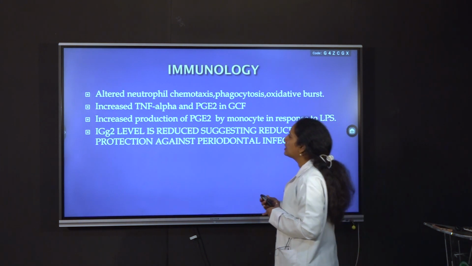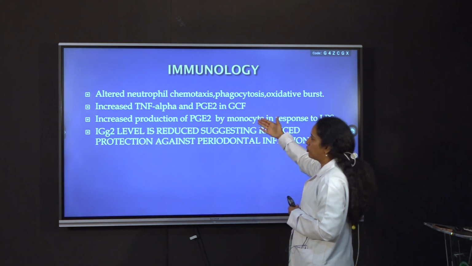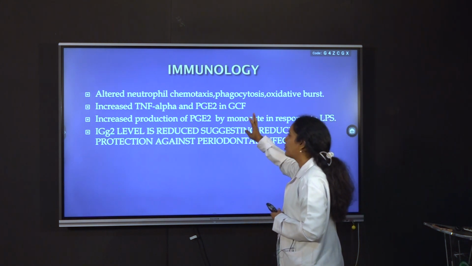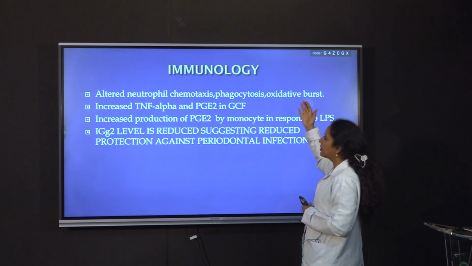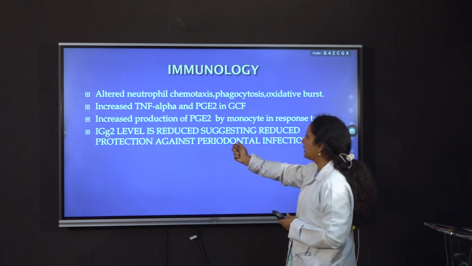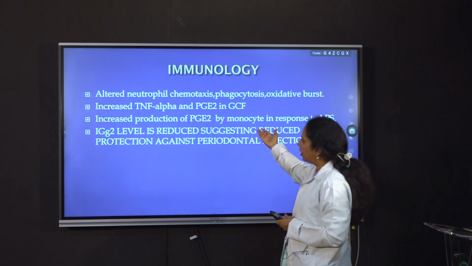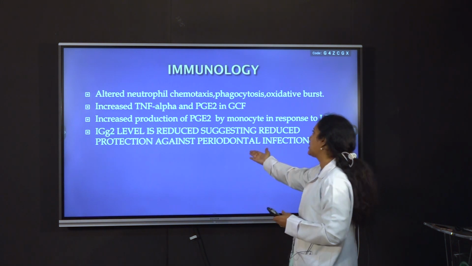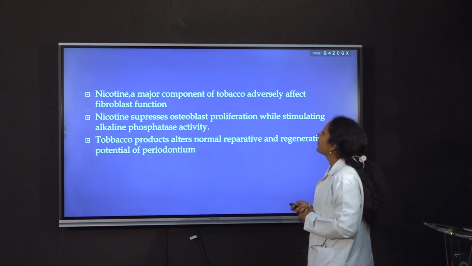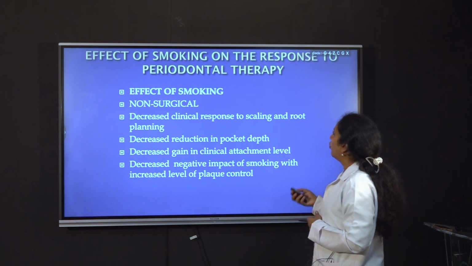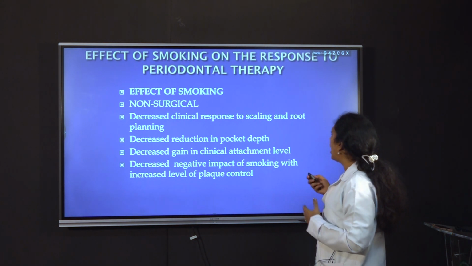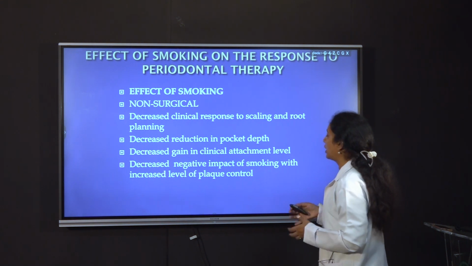As for immunology, neutrophil function is altered: chemotaxis, phagocytosis and oxidative burst are altered, whereas PGE2 and TNF alpha are increased in GCF. So physiology has been already discussed. What exactly happens in the response to the periodontal treatment?